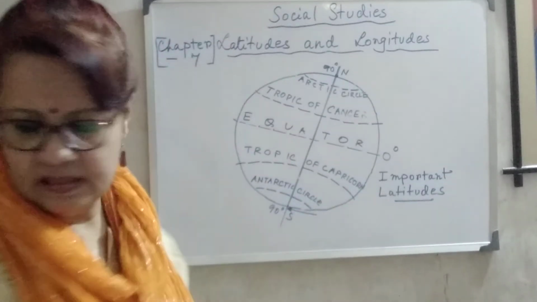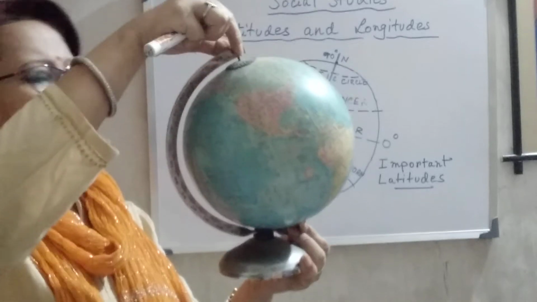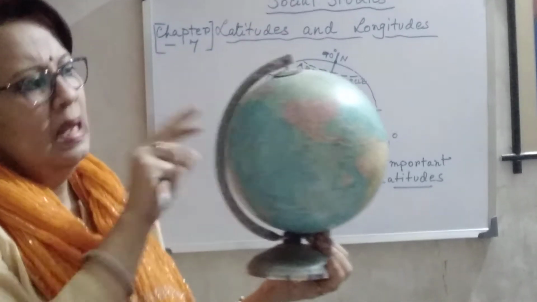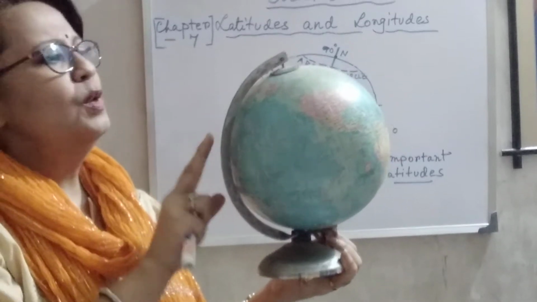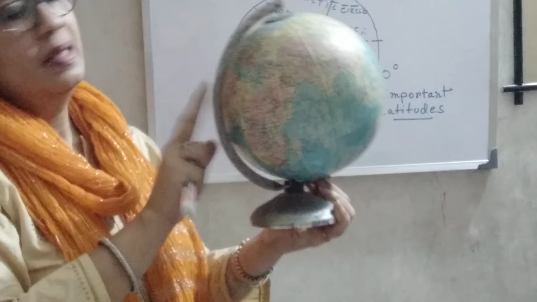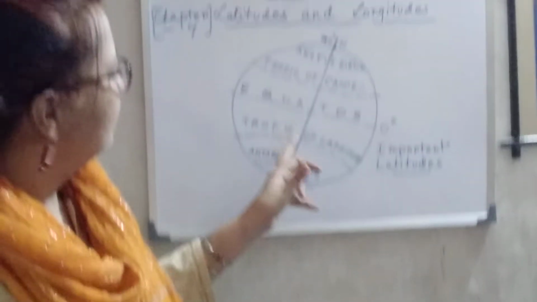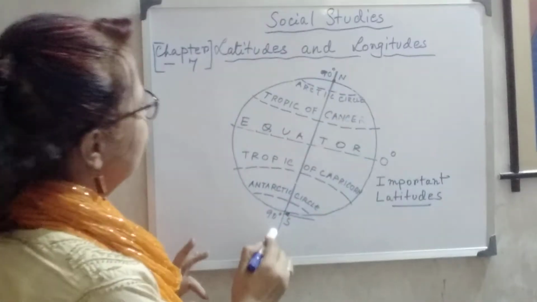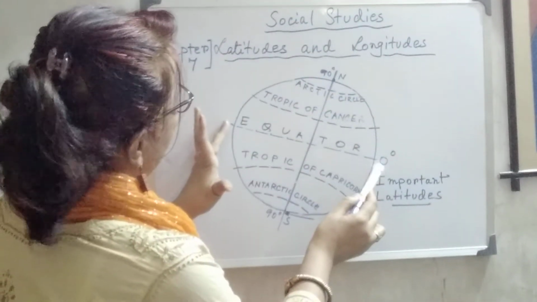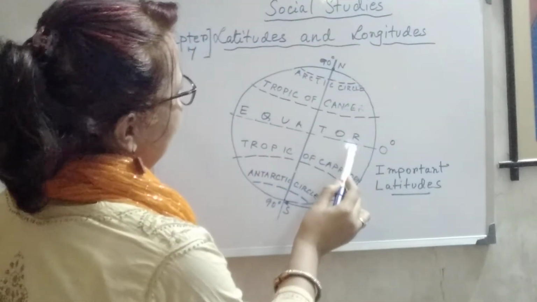So this is the axis. As you can see, it is the axis here in this globe, just like a top. Our earth is just like a top. It moves through its axis. It moves from west to east. Okay, so here you can see the axis, and the equator is running from west to east. It is called 0 degree.